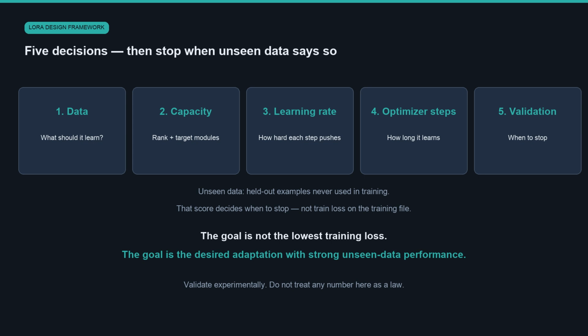The goal of LoRA training is not the lowest possible training loss. The goal is to learn the desired adaptation while keeping strong performance on unseen data.